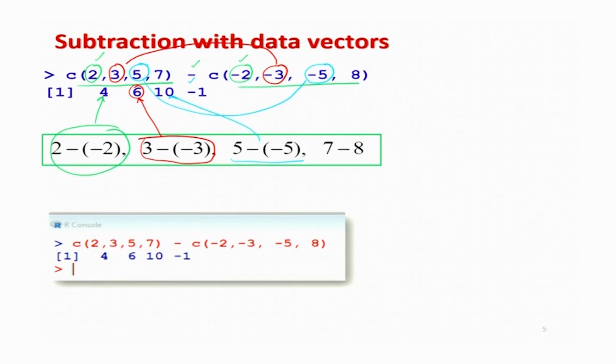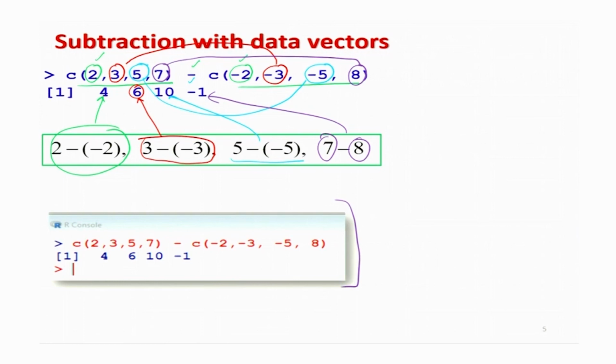And finally, whatever is the value in the fourth position in the data vector 1 and the fourth value in the data vector 2, they are going to be operated. So, this 7 and 8 are operated, and this will become 7 minus 8, and the answer will become minus 1, and this is the operation. So, you can see exactly the same thing happened here also.